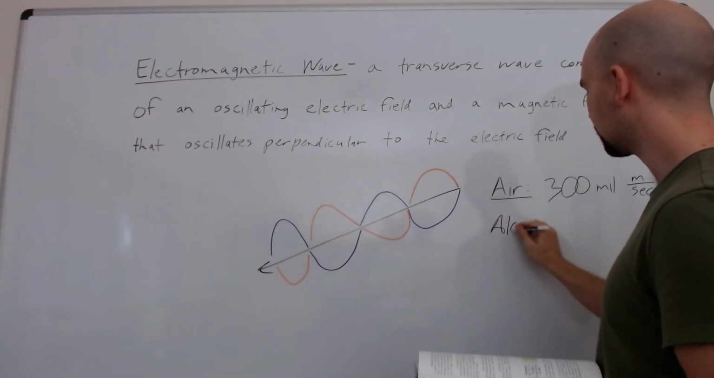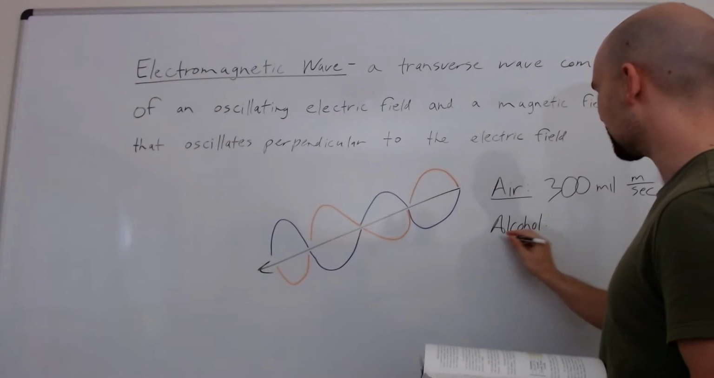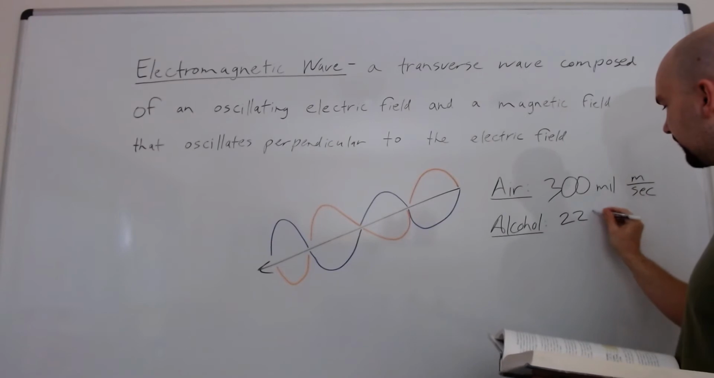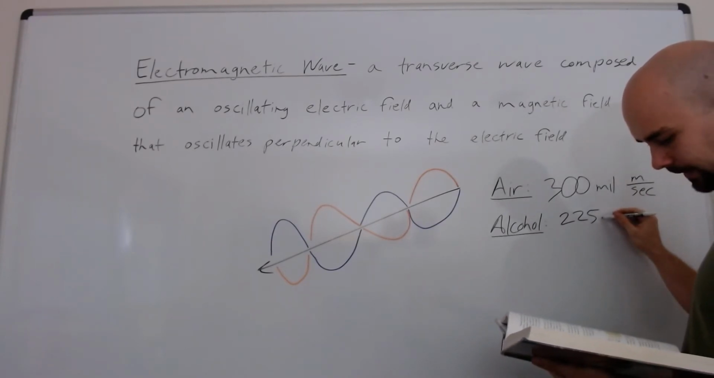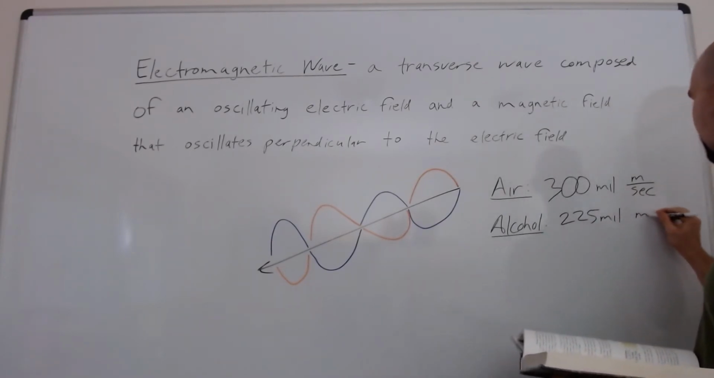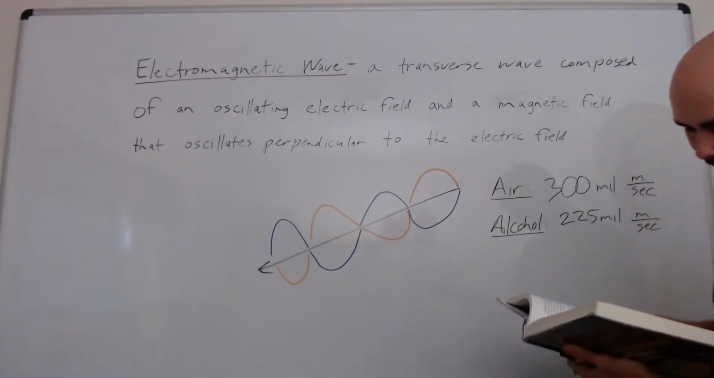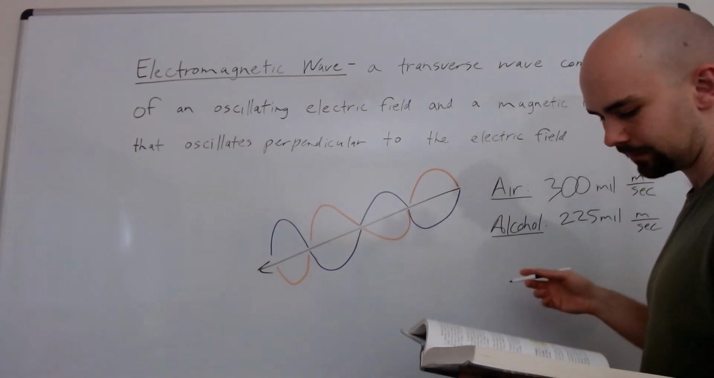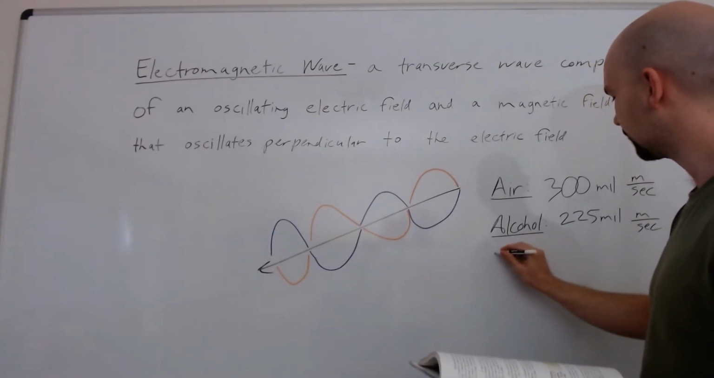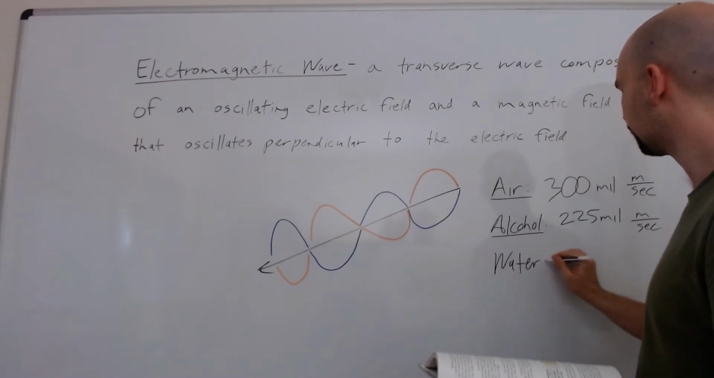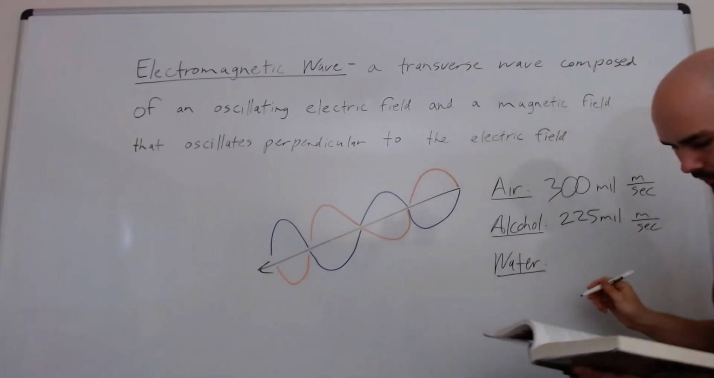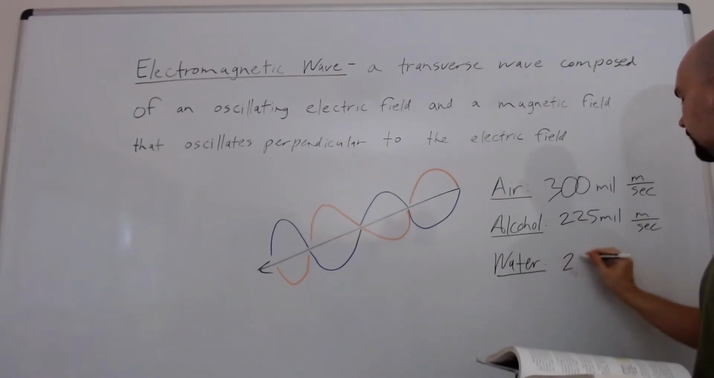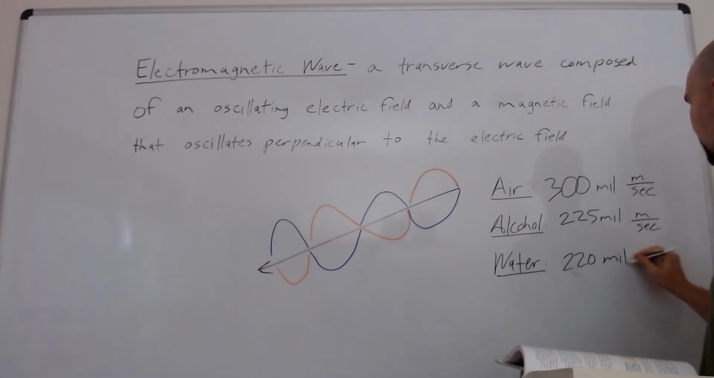Alcohol, I assume this is rubbing alcohol, 225 million meters per second. I'm not going to put everything up here, every substance they say, but I will say this one. Fresh water, I'll just say water, it's going to travel 220 million meters per second.